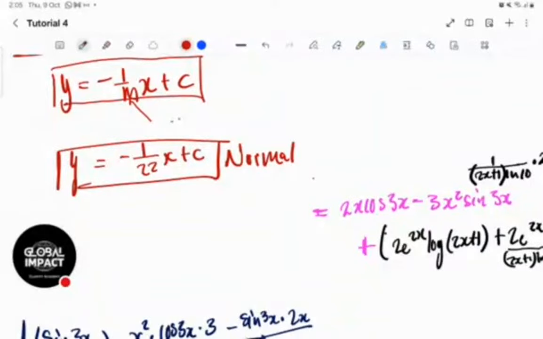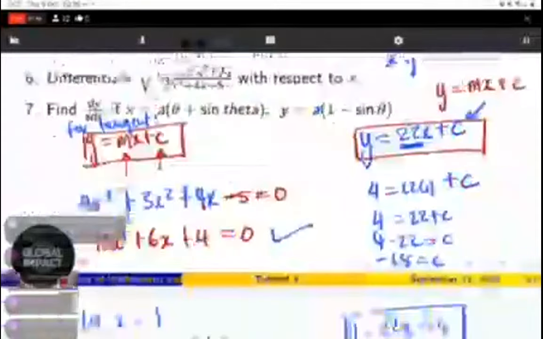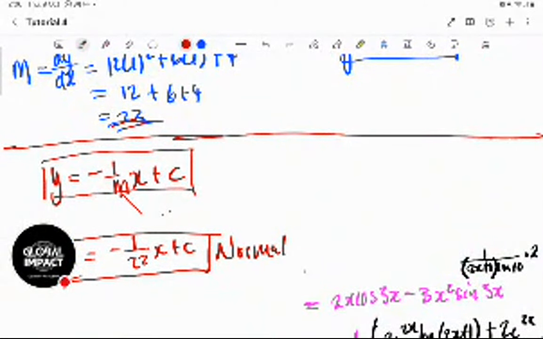Remember, for the normal, it's negative 1 over m. You find m using differentiation. Then say negative 1 over that thing. You'll be saying y is equal to negative. That's the equation of the normal line. When finding m for the tangent, you use this form. You find m from differentiating. For the normal, you find negative 1 over m. That's what they want. You change the sign and you flip it by any means.